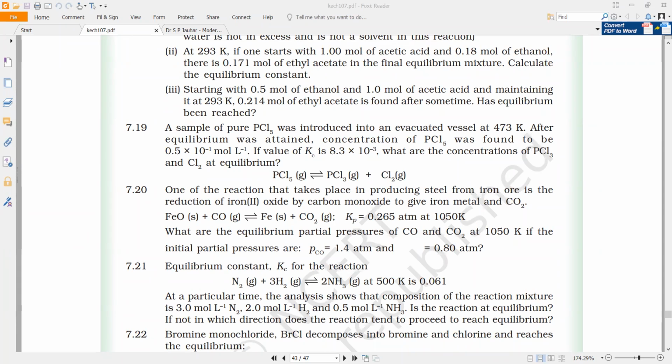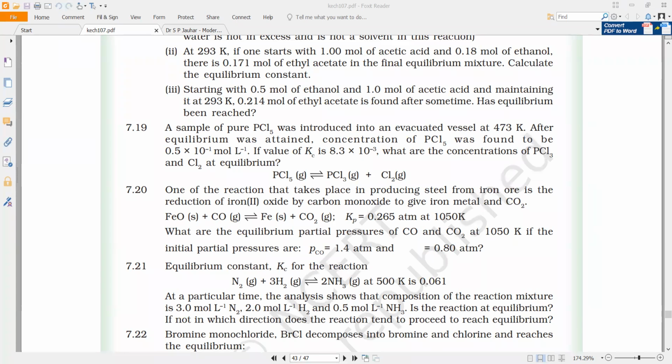It was found to be 0.5 into 10 to the power minus 1 molar. Yes or no? The concentration of PCl5 at equilibrium is given. After equilibrium was attained, the concentration of PCl5 was found to be this much. So we don't need A and X. We just kept it like that. So this is the concentration of PCl5 at equilibrium. What is the concentration of PCl3? It is X. The concentration of Cl2 is also X.